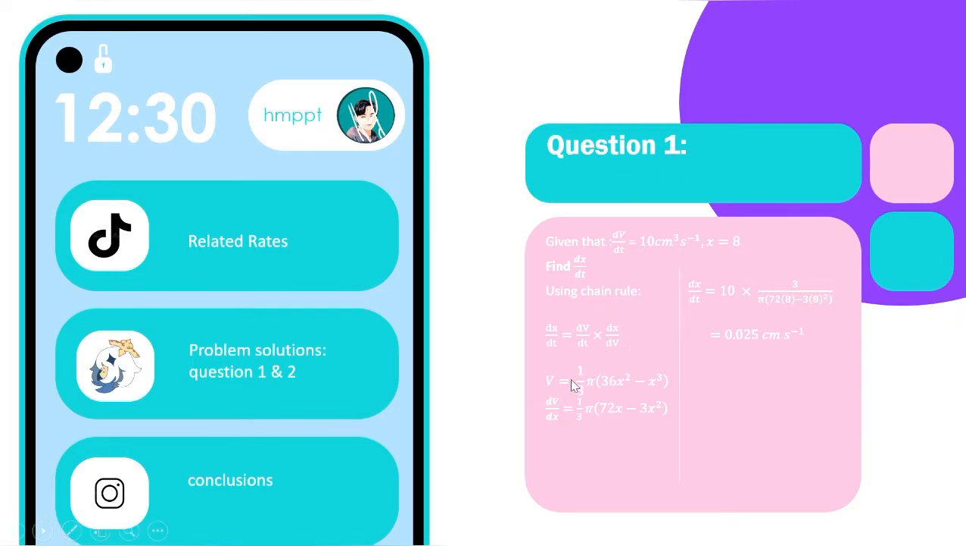We will be using the value of V, which is pi over 3 times 36x squared minus x cubed. We will differentiate this value and it will become pi over 3 times 72x minus 3x squared. Then when we have these two values that we need, we just need to put the values inside it. So it will be 10 times 3 over pi times 72 times 8 minus 3 times 8 squared. We will calculate these values and we will get the final answer, which is 0.025 centimeter over second.